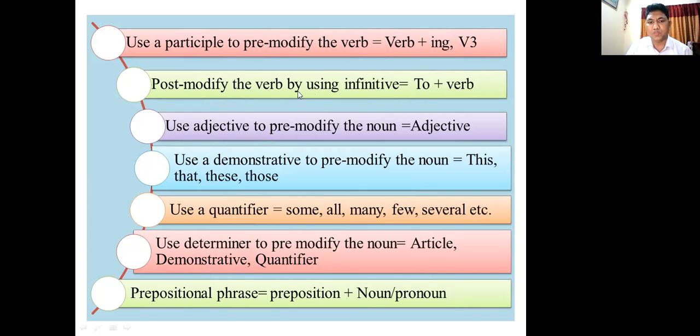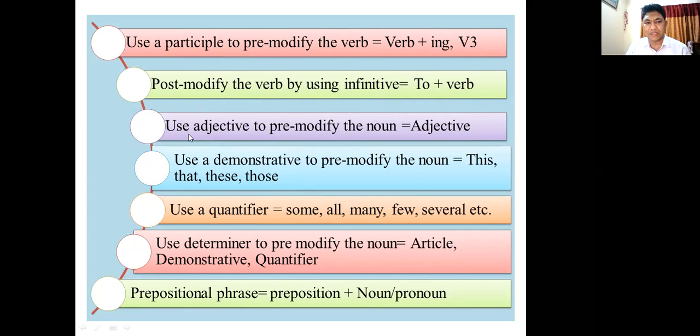Next one, post-modify the verb by using infinitive. You know, I told you earlier that infinitive means to plus verb. So basically the sentence that expresses purpose or aim, in such cases we use infinitive. So when you are asked to use infinitive as post-modifier, you have to write appropriate to plus verb.